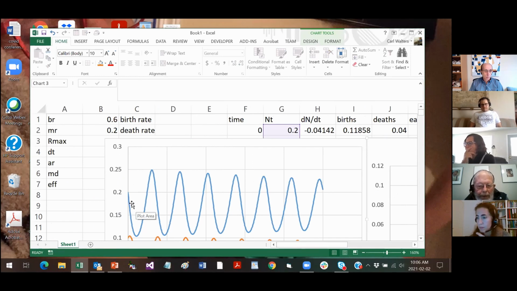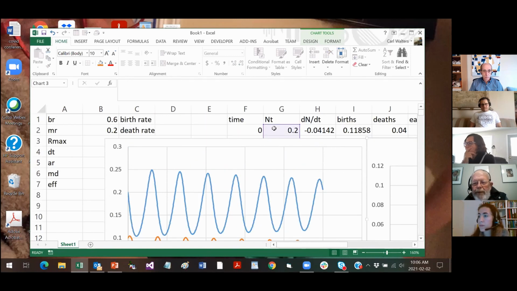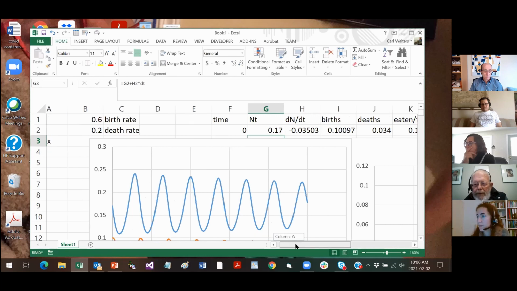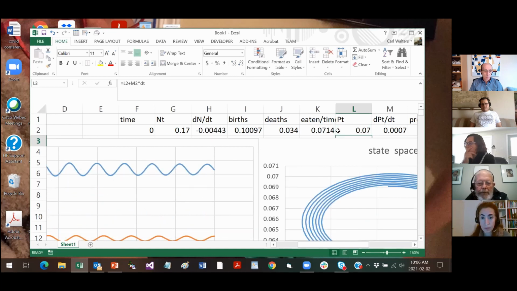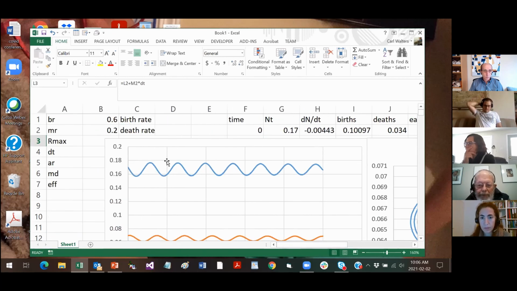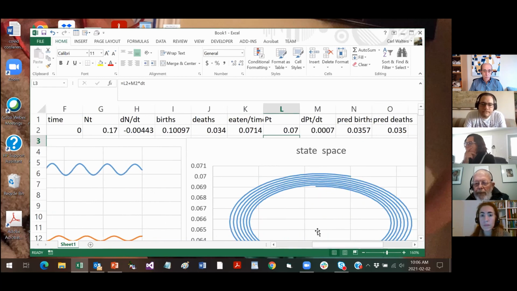Okay, now we need to be about 0.17 in prey and 0.07 in predators. That'll be near the middle of the circle. And now we see the thing dampening down. If you follow this over a really long period of time, it will eventually stop cycling. It will spiral into an equilibrium here.